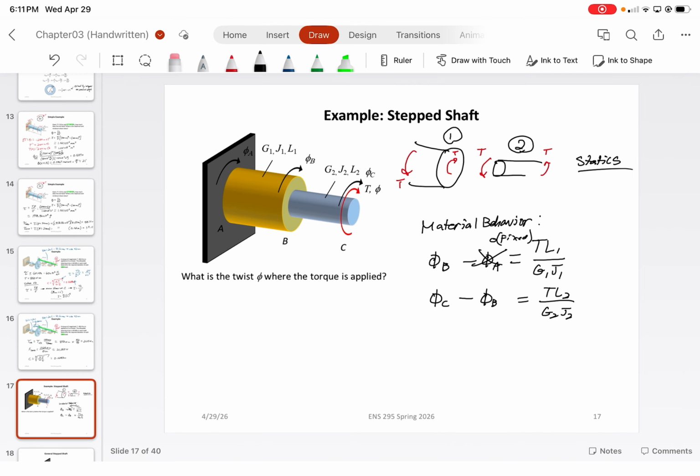Lastly, we can just solve for it, and we can actually find that the total rotation at shaft C would just be equal to T L2 over G2 J2 plus phi B, which guess what? Phi B is just equal to T L1 over G1 J1. So it's just a summation of the rotations, all right? Very similar to when we were dealing with axial loads, you would just add the components of each block that we were dealing with, where load was different. Make sense?